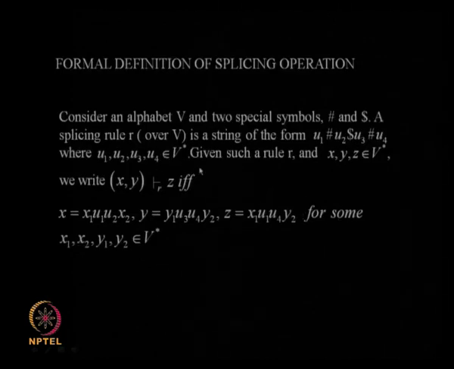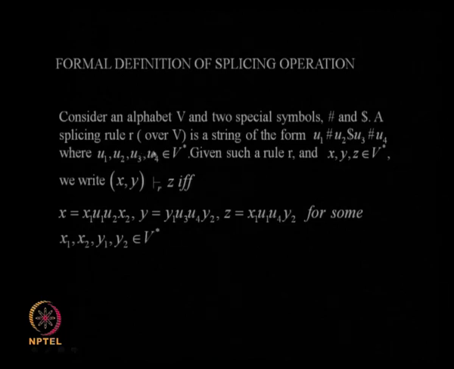The latter definition does not make use of that X, whereas generally an alphabet V is considered and the splicing rules are represented like this: U1 hash U2 dollar U3 hash U4, where hash and dollar are two special symbols and U1, U2, U3, U4 are symbols or strings over the alphabet V. This is called the splicing rule, you call it rule R. So, it is of the form U1 hash U2 dollar U3 hash U4, and some of them can be empty strings also.